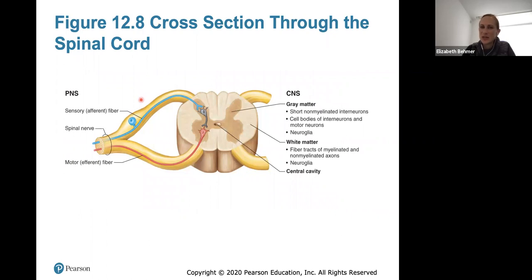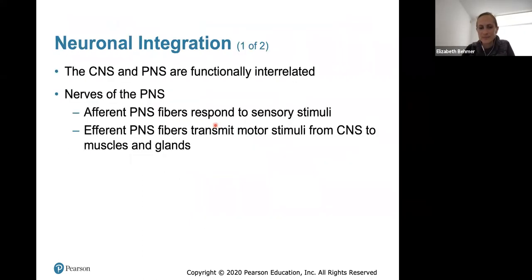Here's a cross-section look through the spinal cord. We have the sensory afferent fibers coming in the posterior side or dorsal side of the spinal cord. So this is a sensory fiber. Here in black, we have an interneuron, and we have a motor or efferent fiber coming out the anterior or ventral side of the spinal cord. You can see here how the gray matter makes up this butterfly-shaped structure and how the white matter surrounds it, containing those different tracts. And then the central cavity is in the middle of the gray matter, and that will contain cerebrospinal fluid that travels down from the brain.